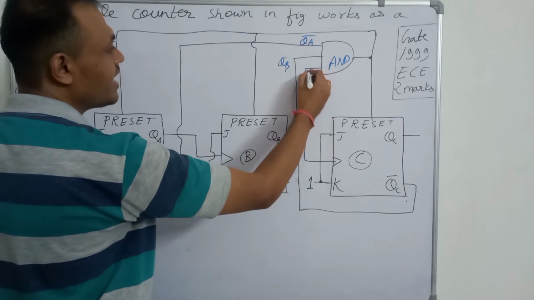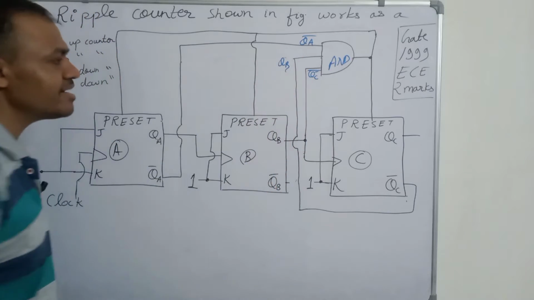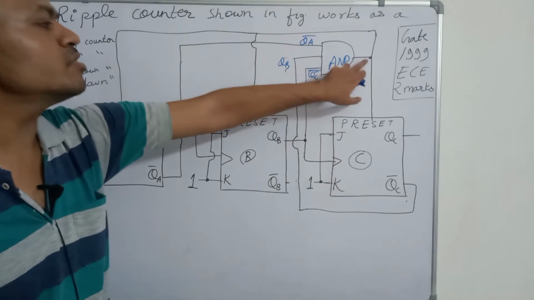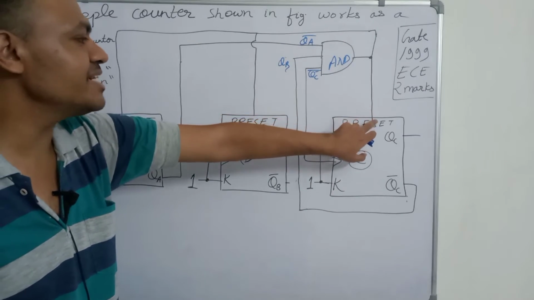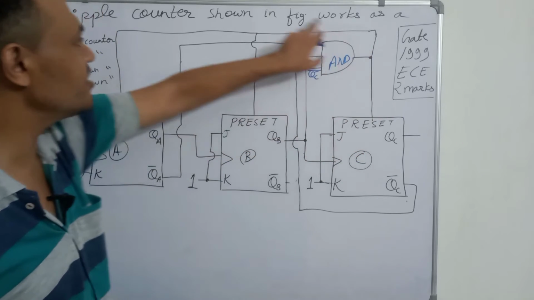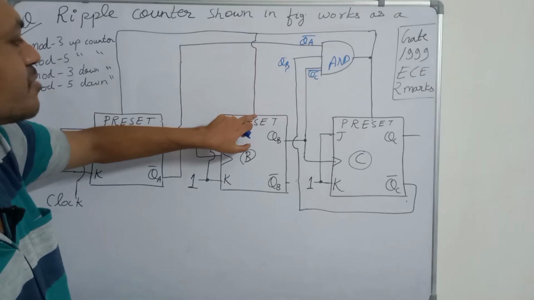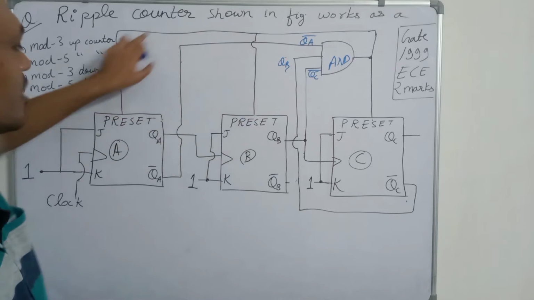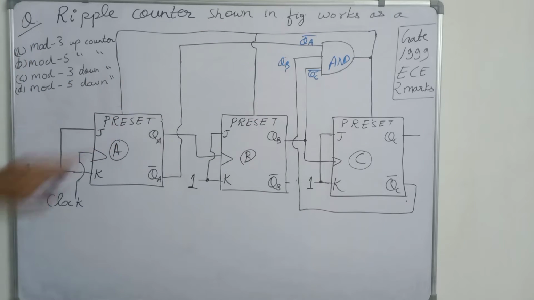QB, QC bar and QA bar are connected to the AND gate and the output of the AND gate is provided as preset to these flip flops. See, the output of the AND gate is provided as preset to this flip flop, then to this flip flop, then to this flip flop as well. And J and K are connected to 1 always. So this is the circuit.